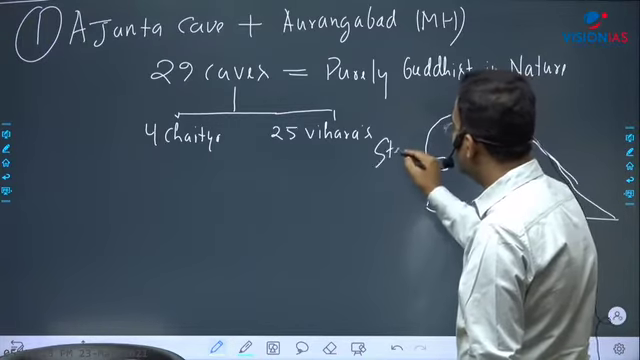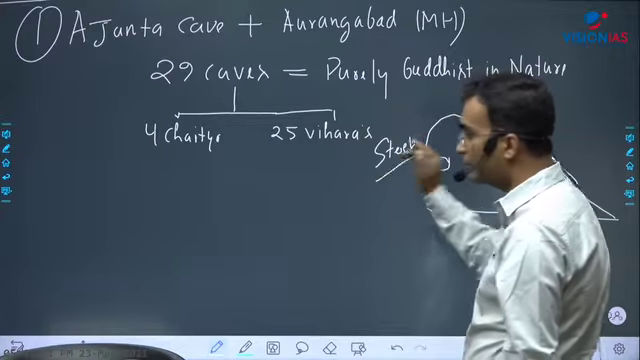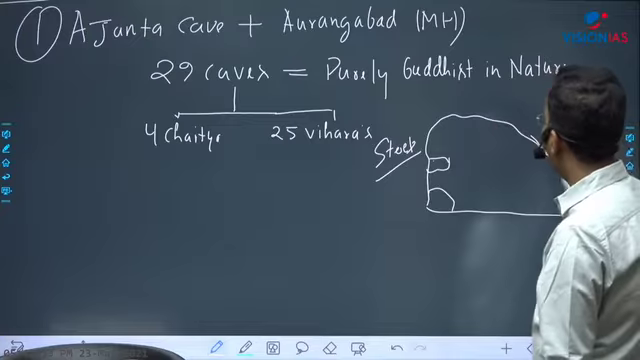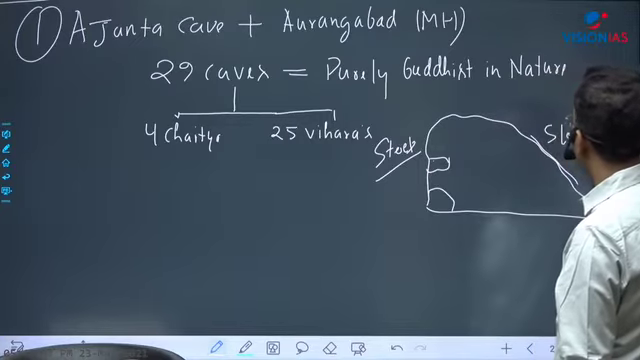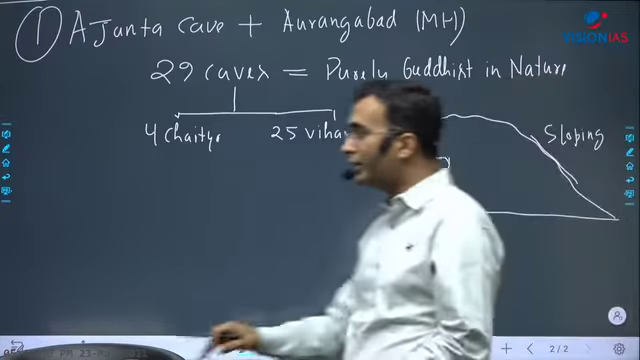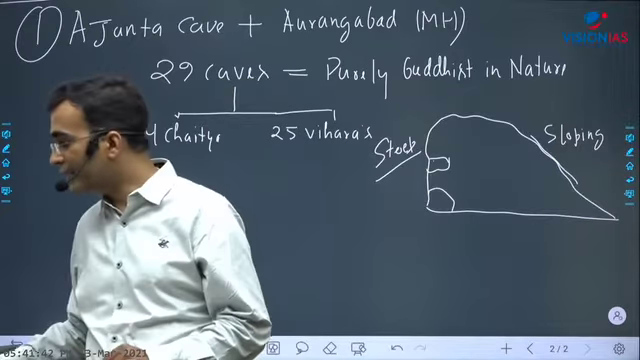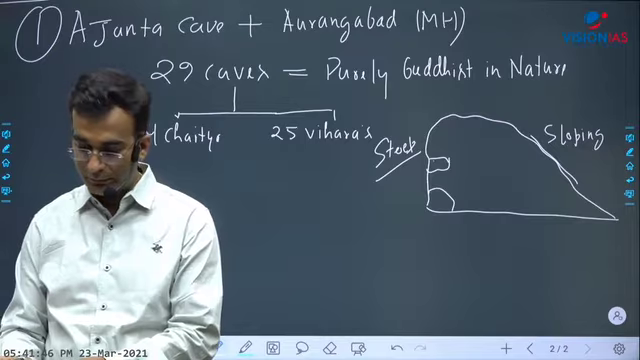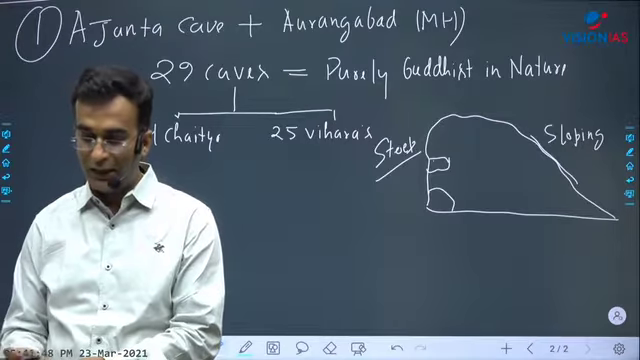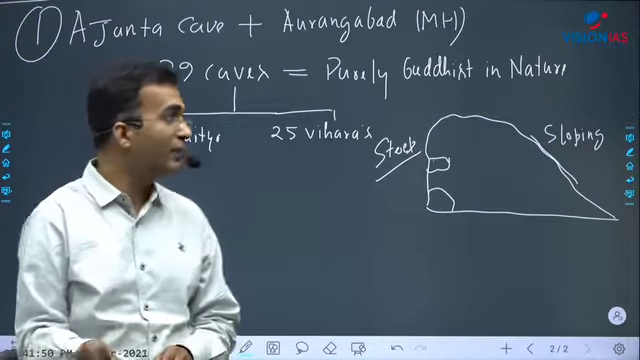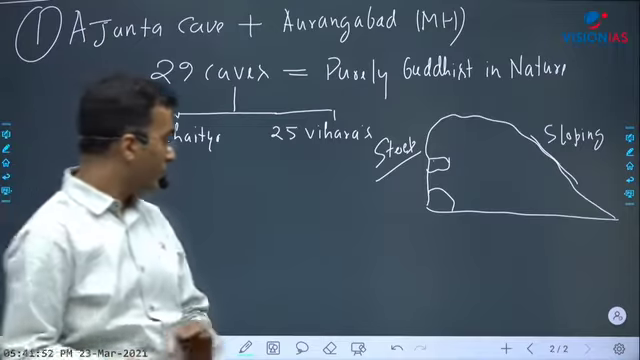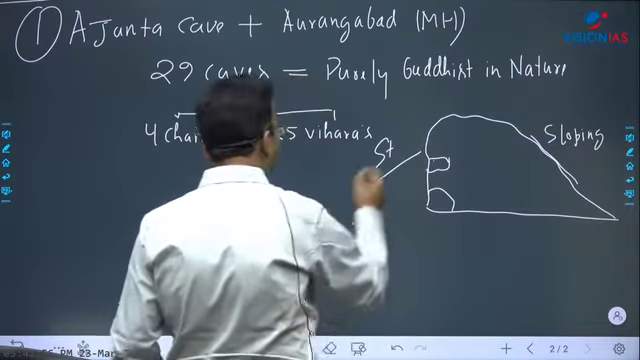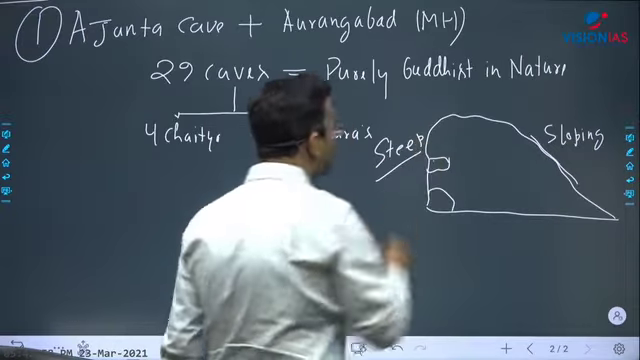So you can create this diagram because we will discuss Ellora again later, okay? So steep side of the hill and this would be the sloping side of the hill. So you can mention that caves were created on the steep side of the hill. Just 1 minute, the word steep is not written in a good fashion. Steep side of the hill.